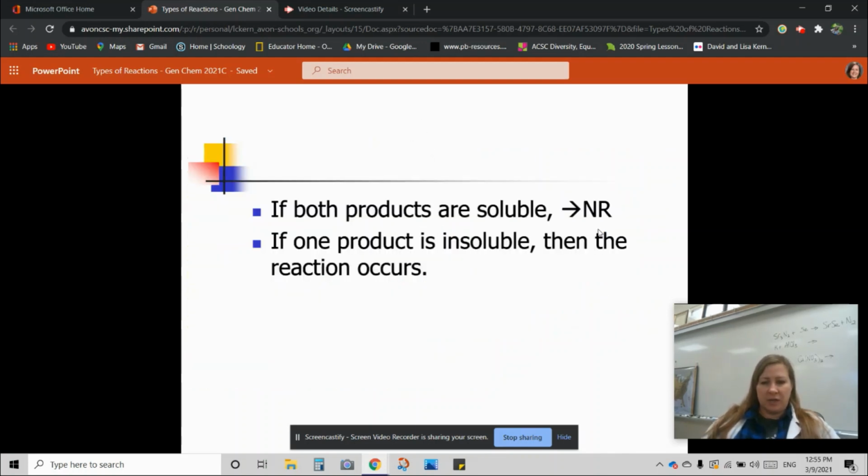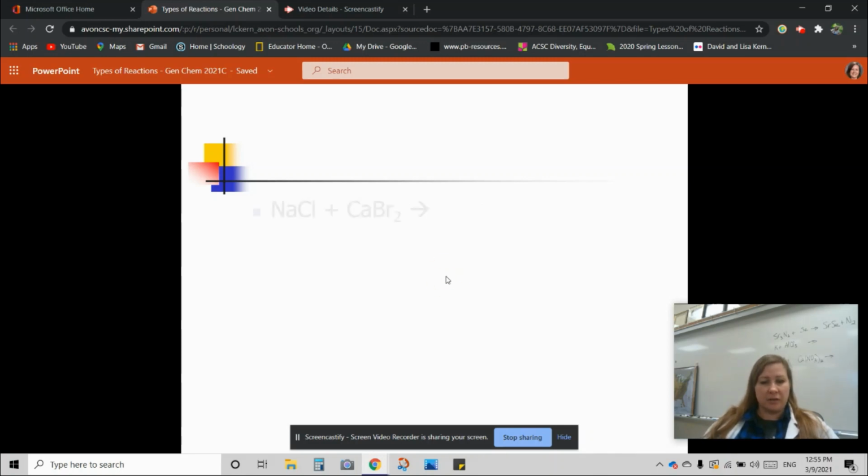So if both products are soluble, you write NR. If one product is insoluble, then the reaction occurs. Let me give you a couple of examples.